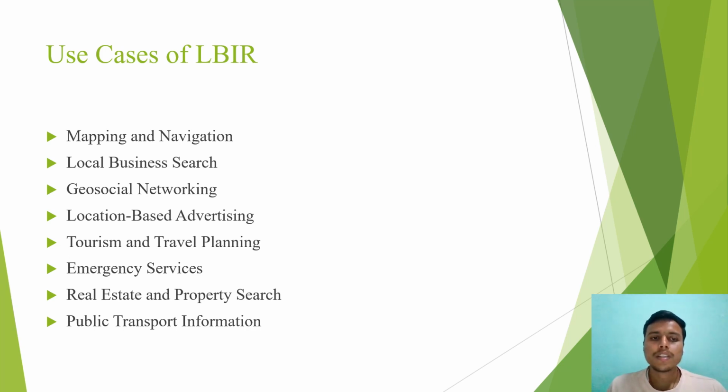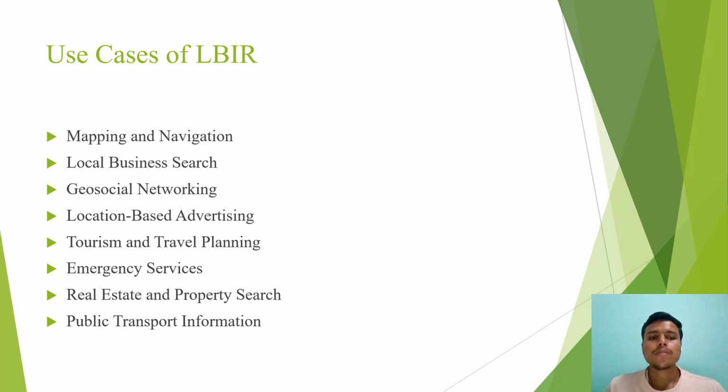Next is local business search. Users can use location based information retrieval to search for businesses and services in the vicinity. Next is geosocial networking. Geosocial networking in social media platforms utilizes location based information retrieval. Next is location based advertising. According to the location, advertising can be done. This is one important use case.